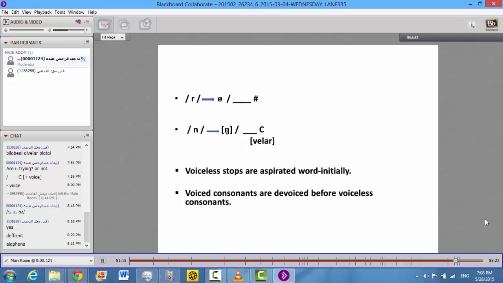Try to read these rules. They are in linguistic notation. Sometimes I give you the question like this and you give it to me in a form of a statement, like here, voiceless stops are aspirated word initially. I can give it to you in a formula and expect you to give me the answer in words.